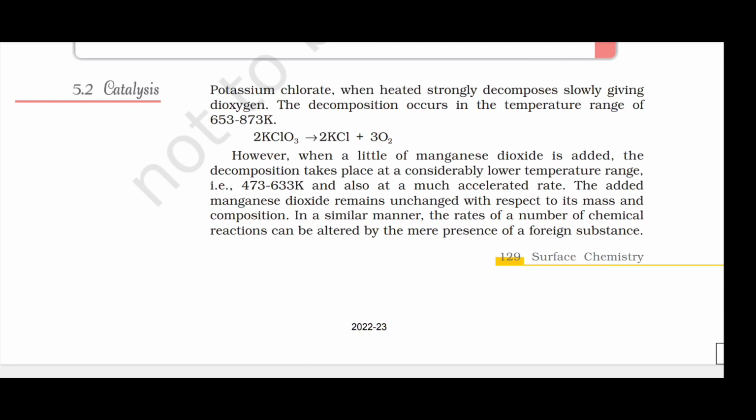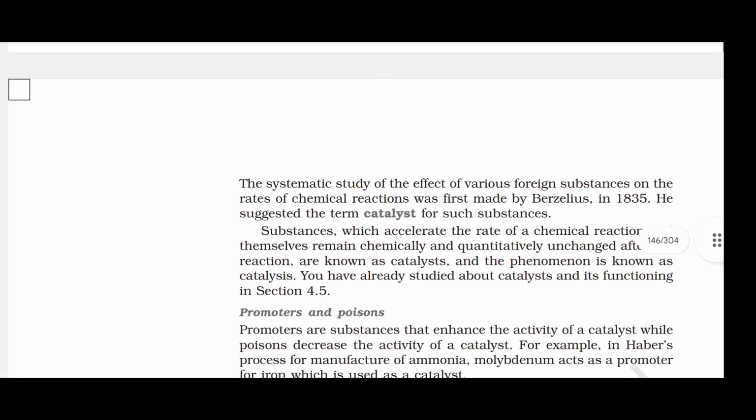The added manganese dioxide remains unchanged with respect to its mass and composition. In a similar manner, the rates of a number of chemical reactions can be altered by the mere presence of foreign substances. The systematic study of the effect of various foreign substances on the rates of chemical reactions was first made by Berzelius in 1835. He suggested the term catalyst for such substances.